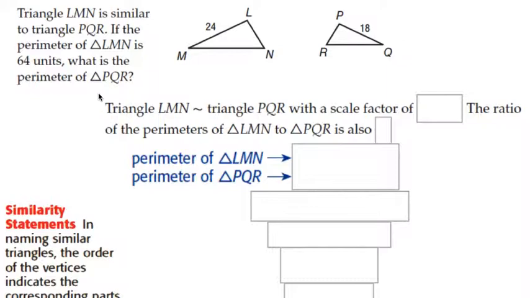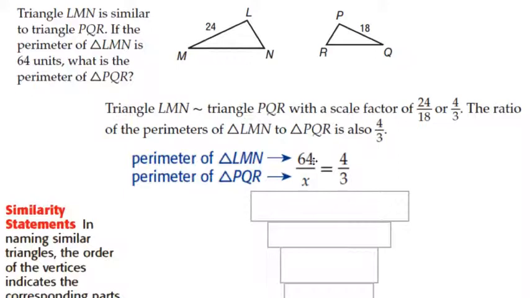Well, since they are similar, first we need to find their scale factor. So LM corresponds to PQ. So we can say that 24 over 18 is their scale factor, which is the same as 4 over 3 in simplified form. So therefore we know that the ratio of their perimeters is in that same scale factor. The perimeter of LMN, they told us, is 64, and the perimeter of PQR we're looking for. The scale factor is 4 to 3.